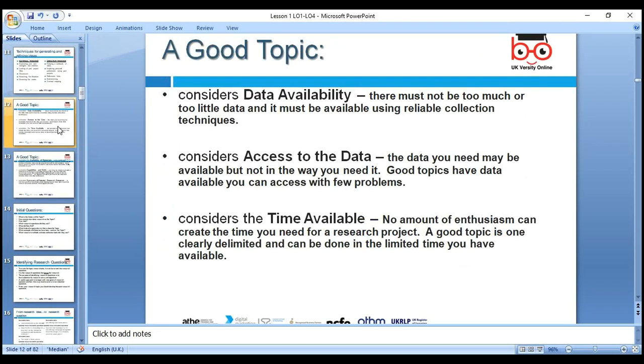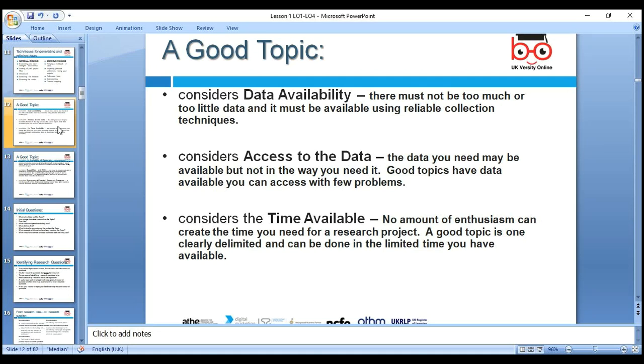If you decide which topic you want to research, it's sometimes very difficult because you have so many ideas to narrow down. You need to think about data availability: for the topic you choose, is any data available? Secondly, look at access to the data. Do you have access to the data? Say you want to investigate a government institution and its internal processes. No one really allows you to do research on it.